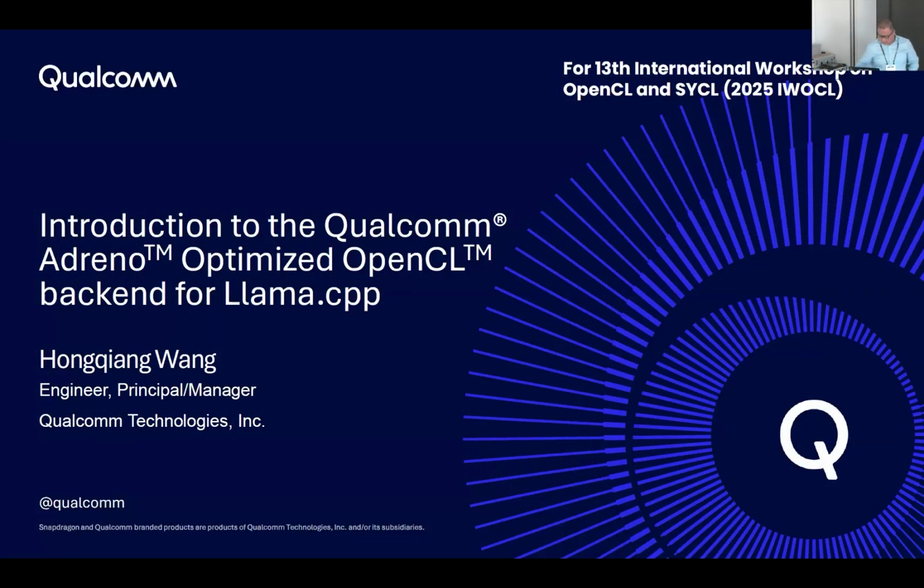Okay, so let's get started. The topic is to introduce the OpenCL backend for Llama.cpp that is optimized for Qualcomm Adreno GPU. I'm from the Qualcomm GPU architecture team, and I've been working on OpenCL for almost 15 years.